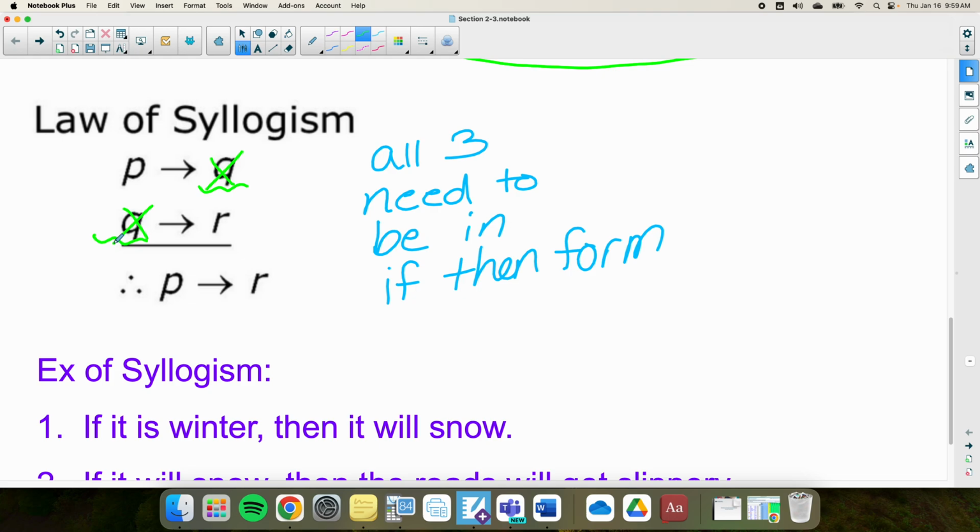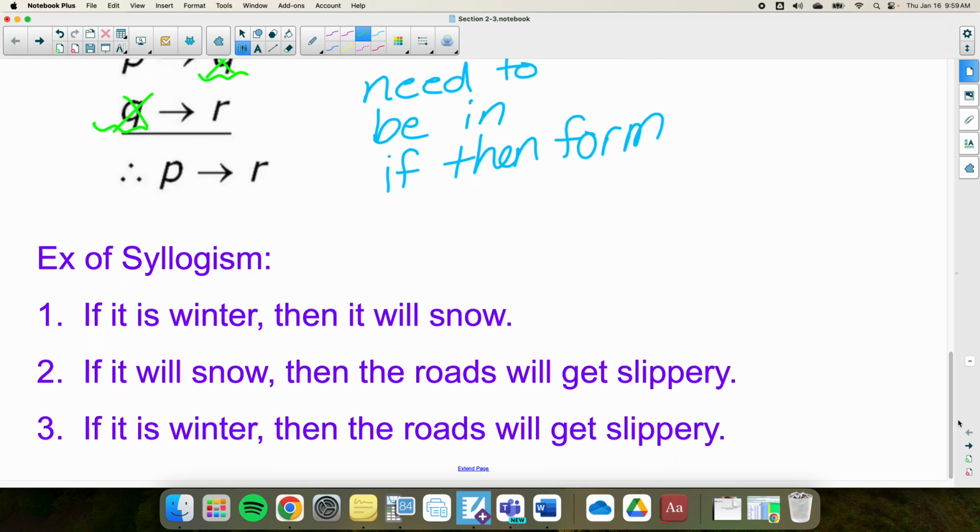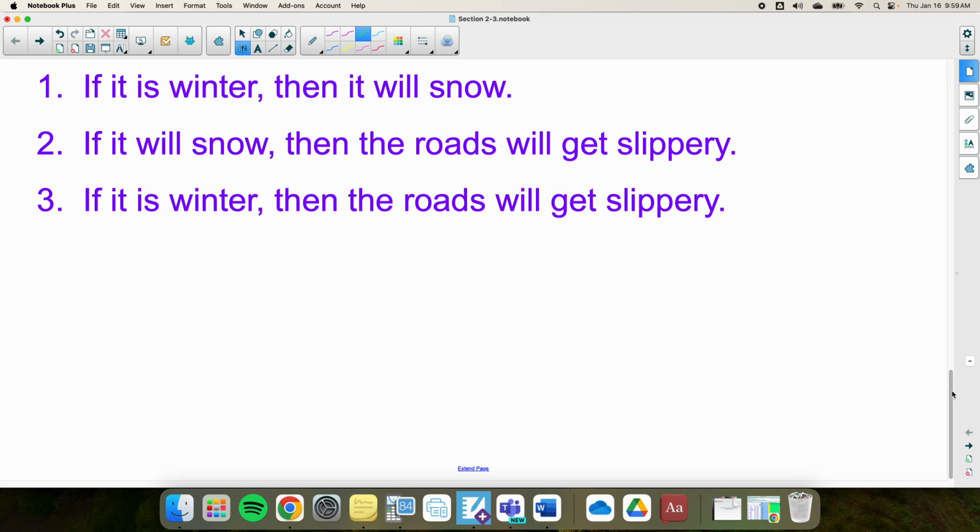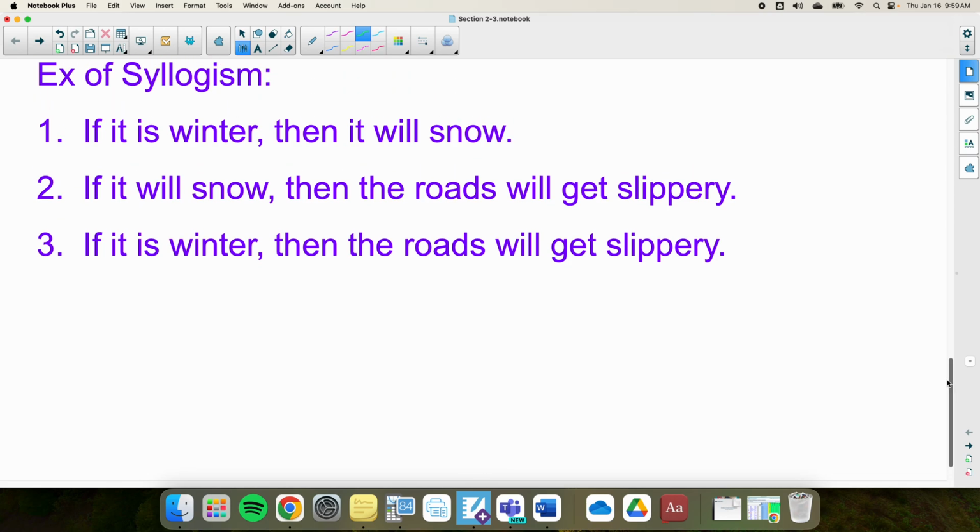So I'll show you an example. It says, if it is winter, then it will snow. If it will snow, then the roads will get slippery. So in this one, the ending of this and the beginning of that have to be almost identical, okay? They're both talking about it snowing, so we get rid of that, and when we write our final, it's if it is winter, then the roads will get slippery. Do you guys get that?